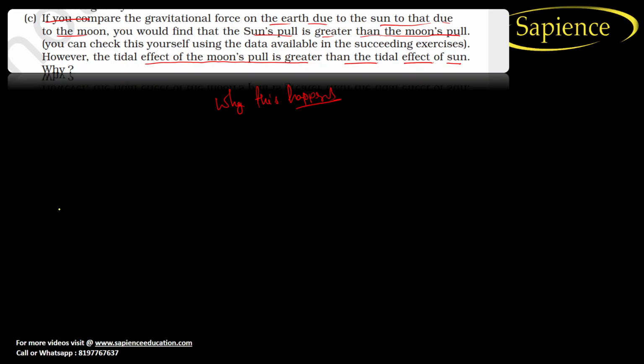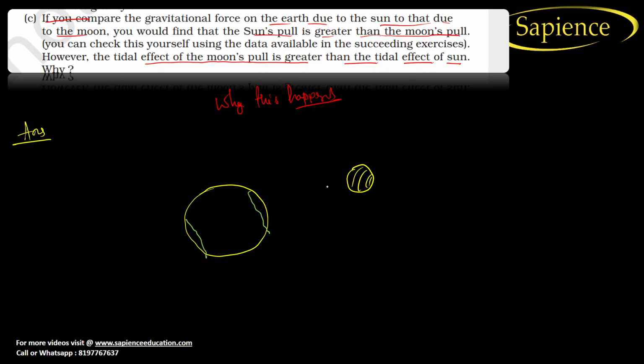See, it is a very simple solution. It is as per this. As we know that the size of the Sun is very large, so definitely the Sun's pull is more than the Moon's pull. But at the same time, when we talk about the Moon, let us consider this is the Moon, and this is the Earth.